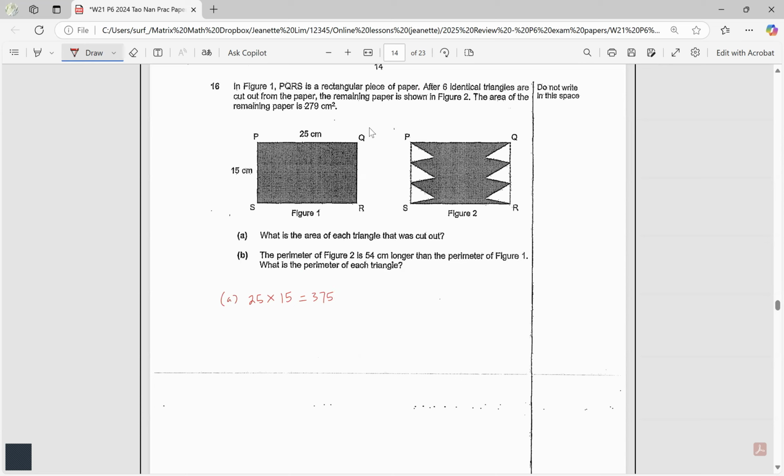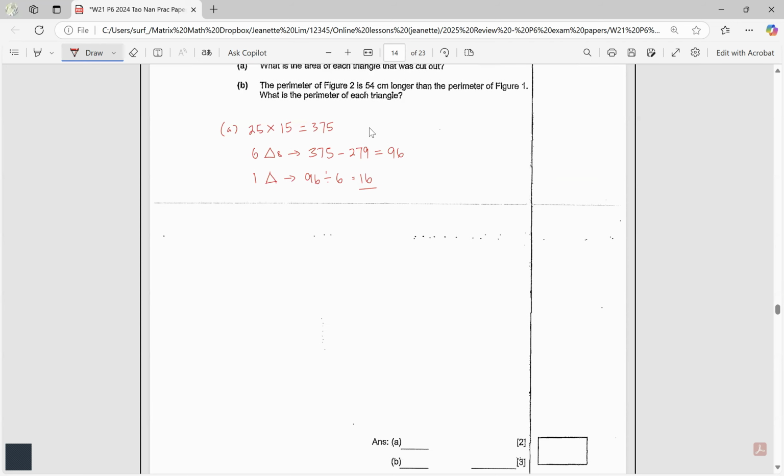Now, if I take away the area of figure 2, I'm left with 6 triangles. Okay, so 375 minus 279 as given in the question. Then to find one triangle, I will take 96 divided by 6, which is 16. Okay, so that's the area of one triangle, 16 square cm.